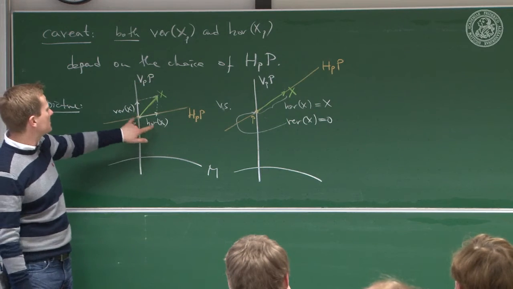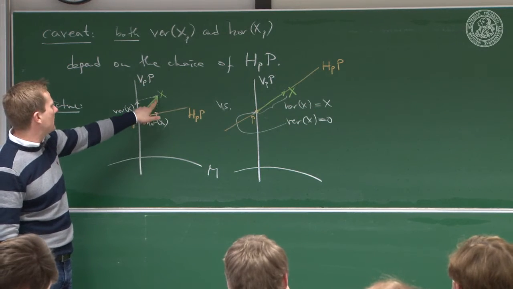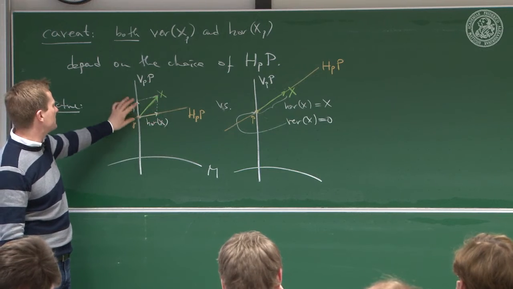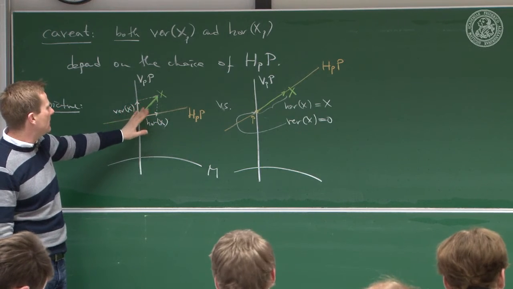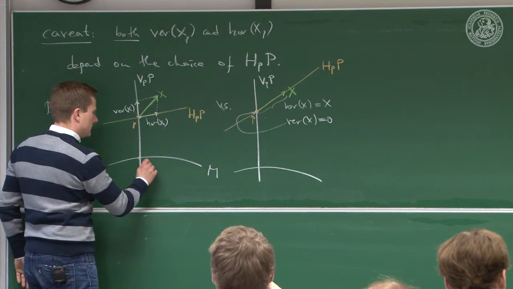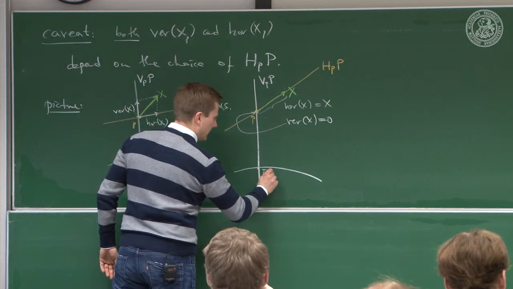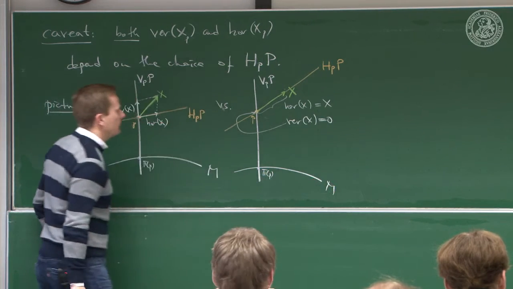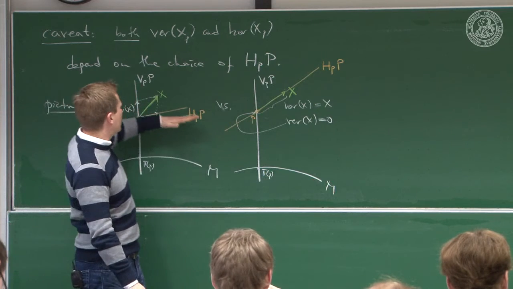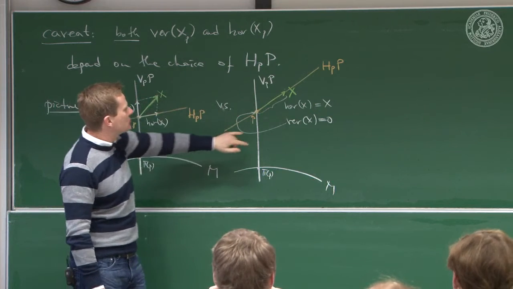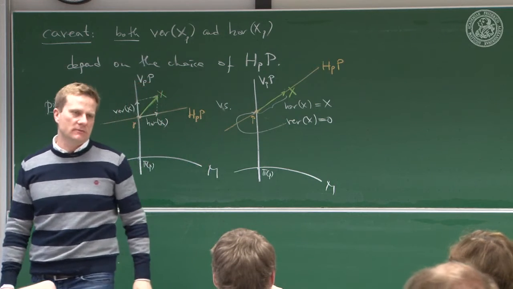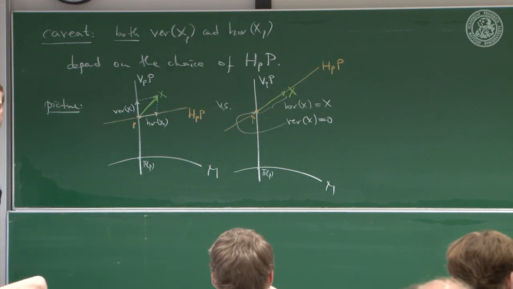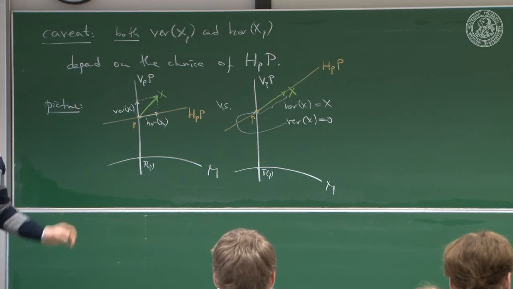And this is a different situation to here, where the hor x doesn't reproduce the x and the ver x is non-zero. But everything's kept the same. It's the same fiber at the same point. So this is pi of p, this is pi of p on the base manifold, the same point, the same vector, but a different choice of horizontal space changes both ver of x and hor of x. That's the only point I wanted to make. And it's important to realize. Further questions to hear?